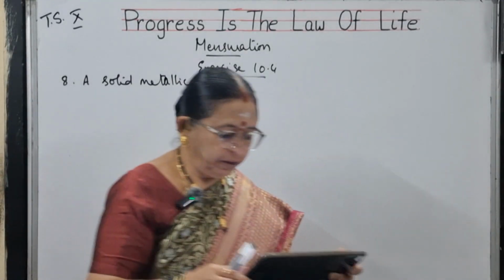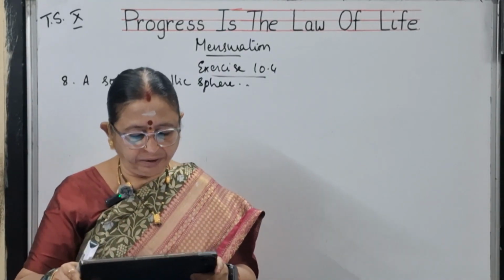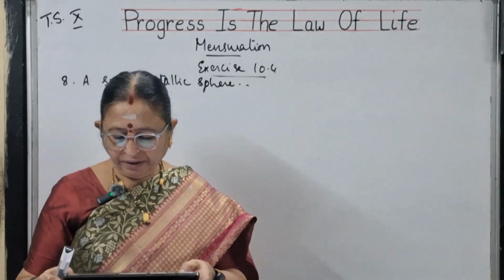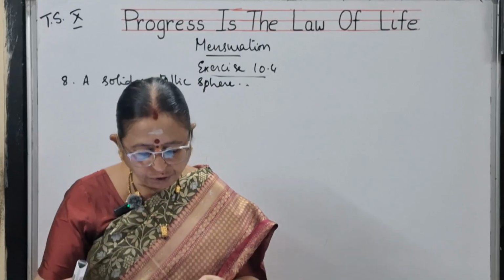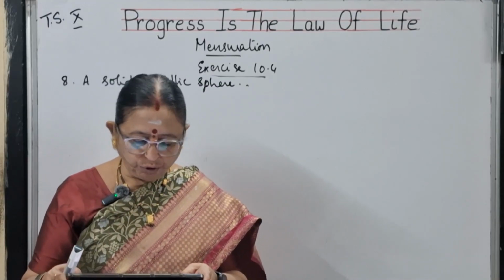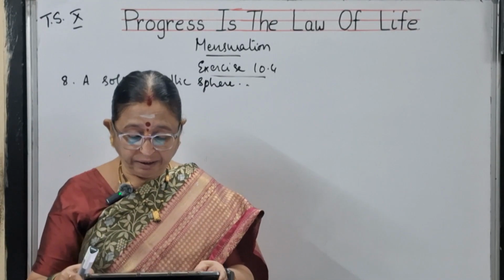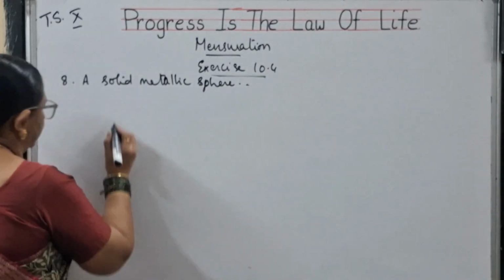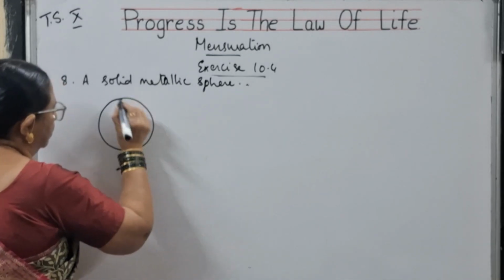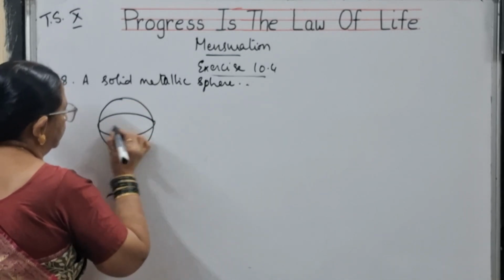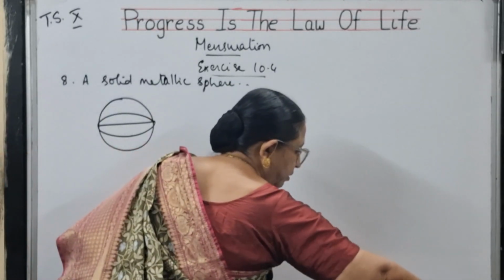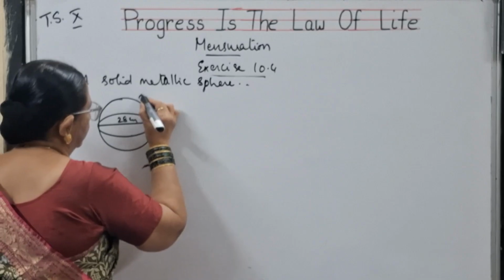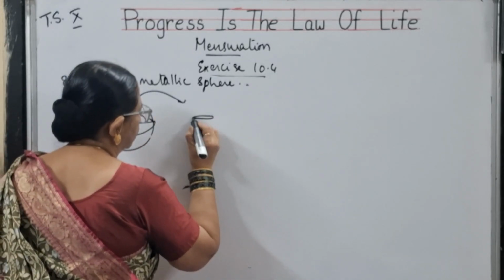Now, eighth one, children. A solid metallic sphere of diameter 28 centimeters is melted and recast into a number of small cones of diameter 4 2 by 3 centimeters and height 3 centimeters. Find the number of cones that are formed. So there is a solid sphere whose diameter is given as 28 centimeters. It is converted into cones.